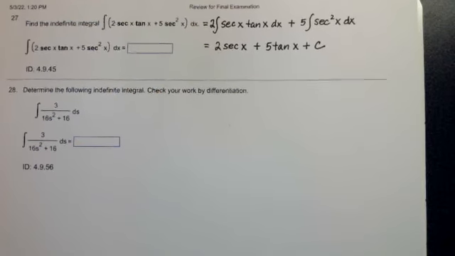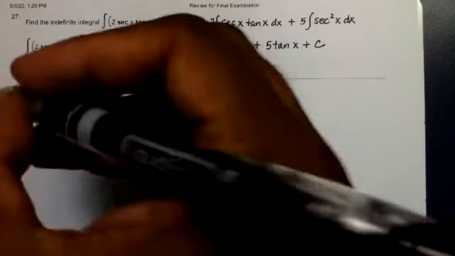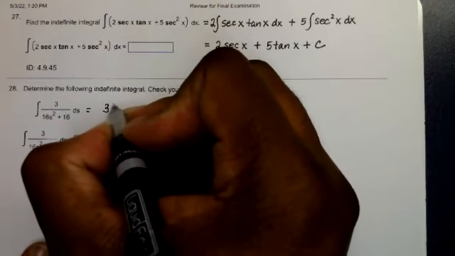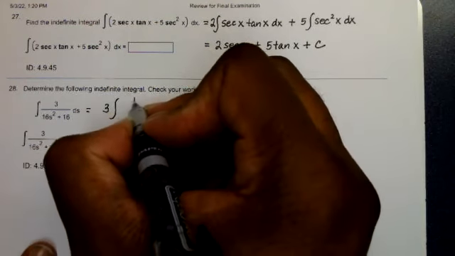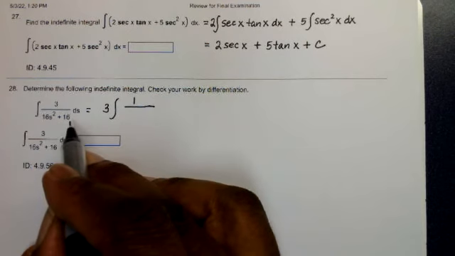And finally, number 28. We got the integral of 3 divided by 16s squared plus 16 ds. And we want to find its indefinite integral. And don't worry about the checking by differentiation. I'll let you do that on your own time. Okay, so in this case here, let's start by pulling the 3 out in front. This will be 1 over that denominator, 16s squared plus 16.